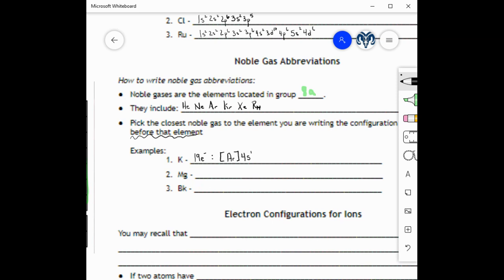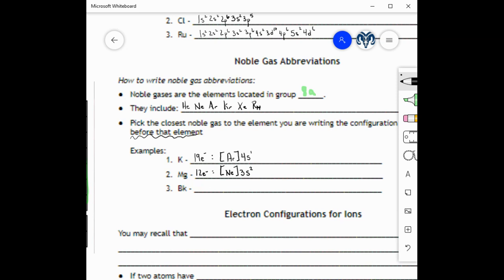For magnesium, magnesium has 12 electrons. So I'm going to look at the noble gas that comes before that, which is going to be neon. I'm looking at the noble gas that comes before the element that I'm trying to figure out. So that's neon, and then magnesium is in the third energy level, in the s subshell, and it's going to have 2 electrons in that.